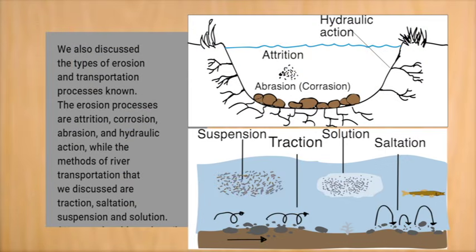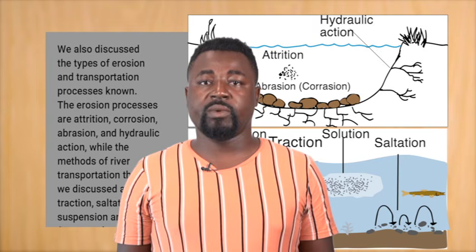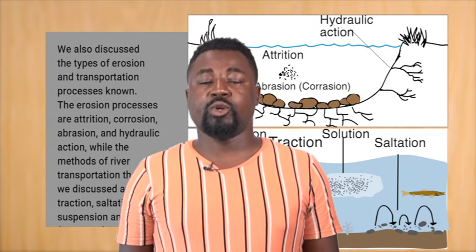We also discussed the types of erosion and the transportation processes. Erosion processes are attrition, corrosion, abrasion, and hydraulic action, while the methods of river transportation that we discussed are traction, saltation, suspension, and solution. We must be able to describe these processes that we have discussed earlier well and not just list them.